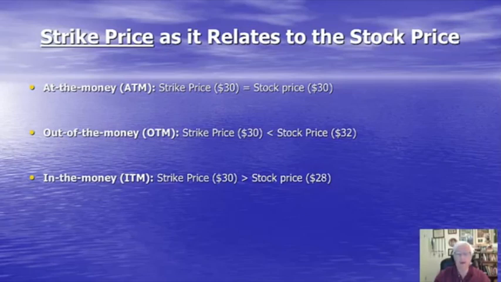The next definition is out of the money, and that's where the strike price is actually lower than the current market value of the stock. As an example, if a stock is trading at $32 and we sell the $30 put option, that $30 strike price is said to be out of the money.